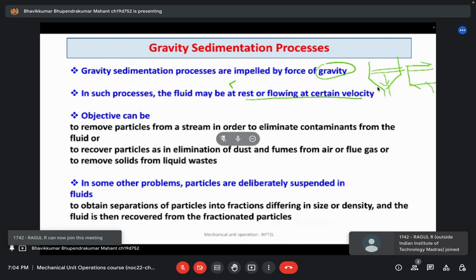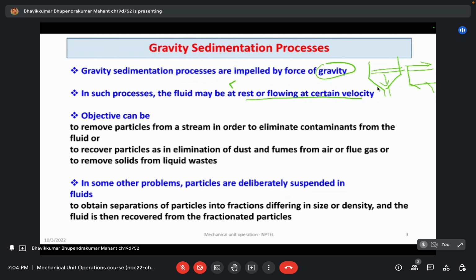Okay. So today we are discussing the gravity sedimentation process, week 10 lectures, and these are some basic concepts, and then we will go for the equations and some example problem solving. Because there are conceptual questions in the assignment problems, we need to understand some basic concepts behind these gravity sedimentation processes.